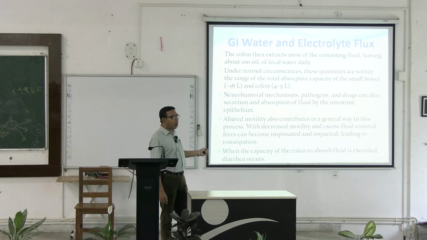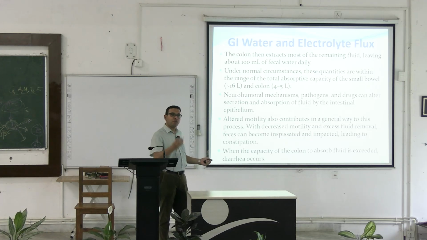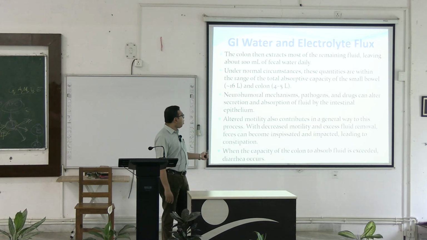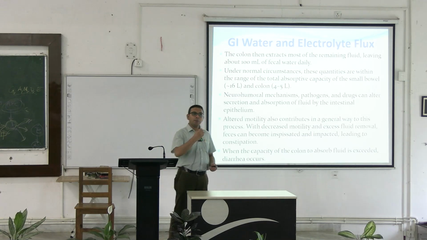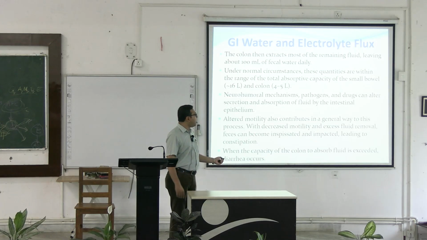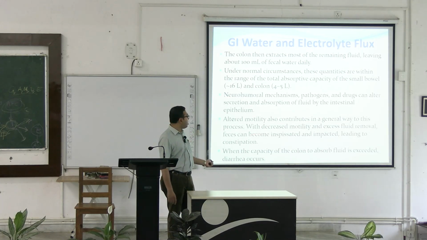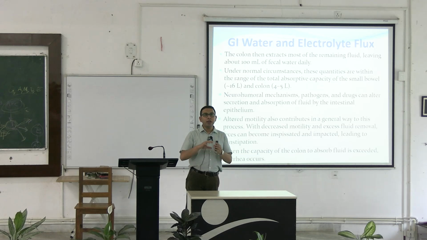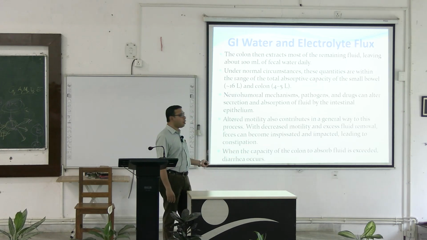So these neurohormonal mechanisms, pathogens and drugs ultimately change the composition, that is the secretion and absorption of the fluid from the intestinal wall. Altered motility also contributes in a general way to this process. That is, if the motility of the colon is decreased, or if it is very much increased, ultimately, with decreased motility or excess fluid removal, the feces can become inspissated and impacted, that it becomes hard enough to be impacted within the colonic wall. So ultimately it is difficult to pass, leading to constipation.